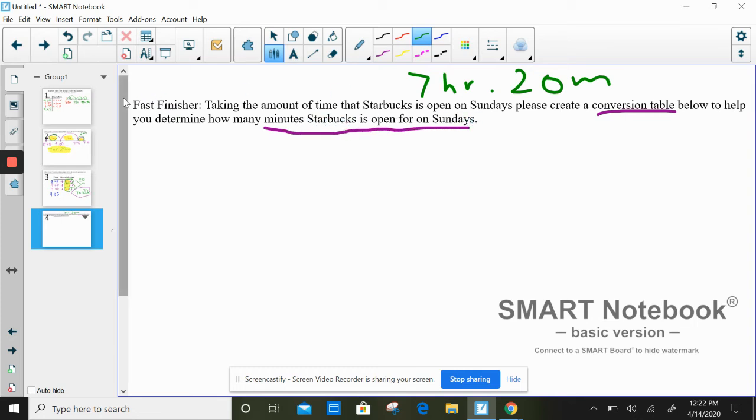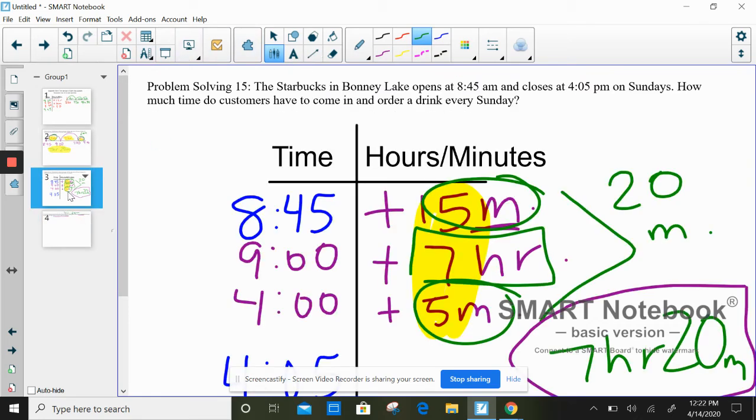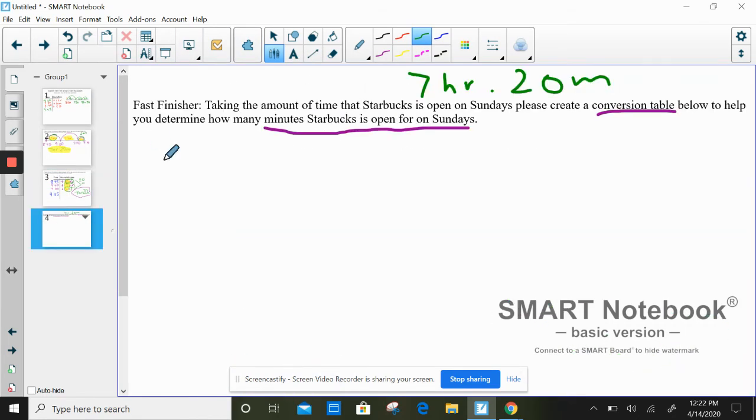So to create a conversion table for this, what I'm going to do, it's actually going to look very similar to our T-chart that we made in this one right here with our time and our hours. It's going to be very similar to that. Okay.